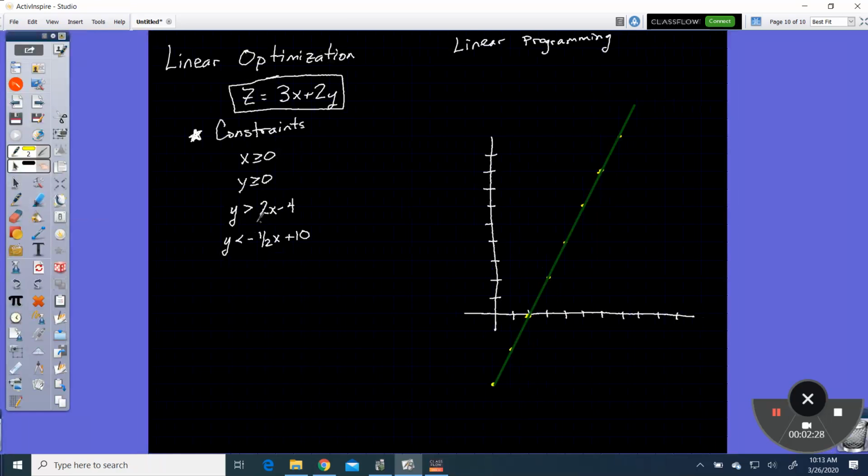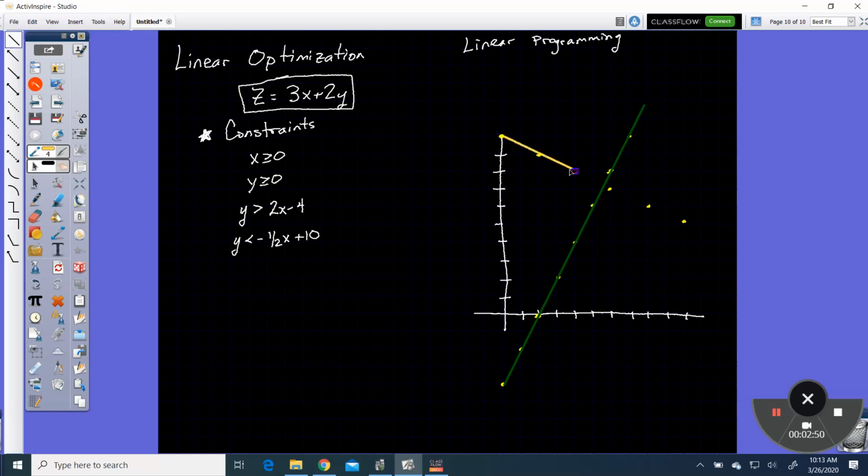Now I'm going to graph this line. So I come up to 10: 1, 2, 3, 4, 5, 6, 7, 8, 9, 10. And you can really do this on your calculator as well. You can go down 1 over 2, down 1 over 2. And then you connect those.